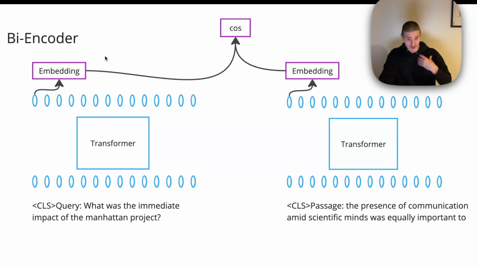And so then how these embeddings are used is that we compute some sort of similarity metric between the embedding of the query and the embedding of the document, for example, cosine similarity, and then we use that cosine similarity as a score to rank these documents.